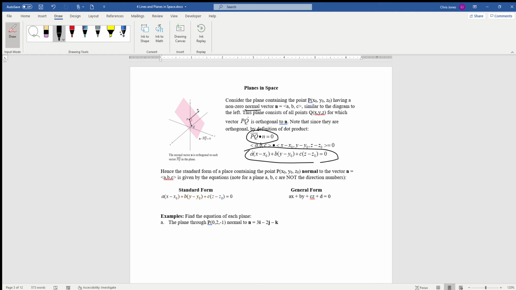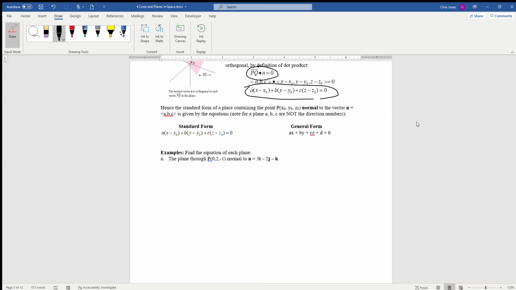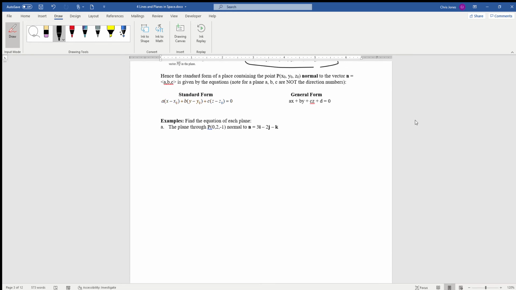All right, so two things that we need at minimum. We need a normal vector to the plane, and then we need a point on the plane. If we have those two things, then we can formulate the equation of a plane very easily. All right, so let's take a look at three examples of being able to formulate equations of planes in 3 dimensions. So we have a point on the plane, (0, 2, -1), and we have a normal vector. It just gives it to us right away.